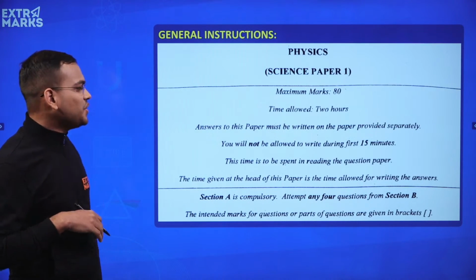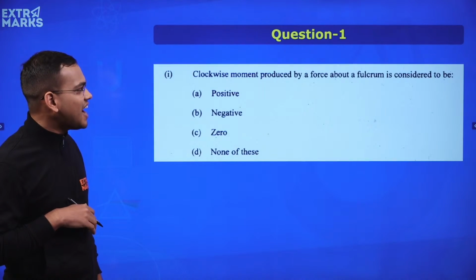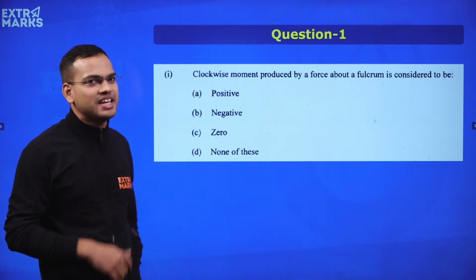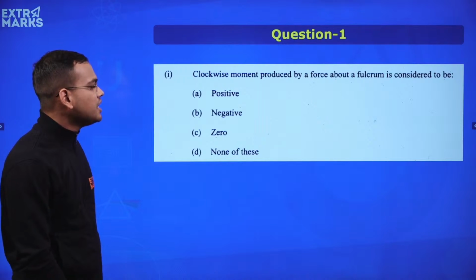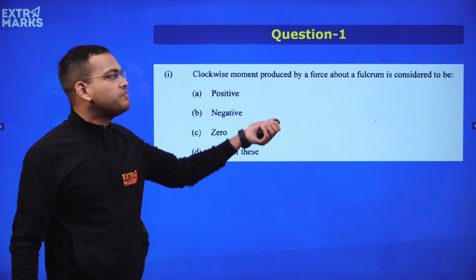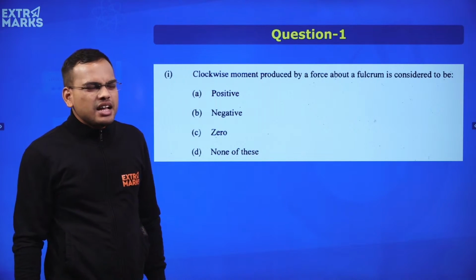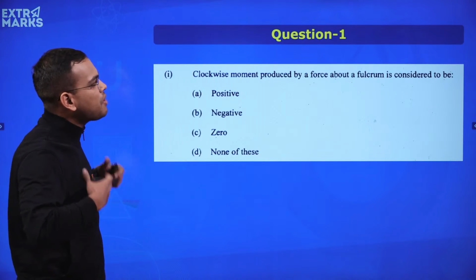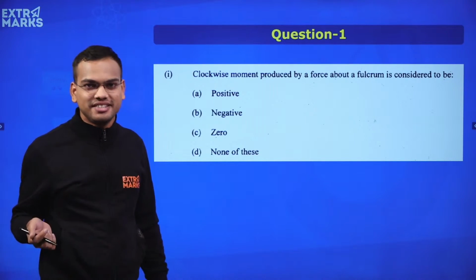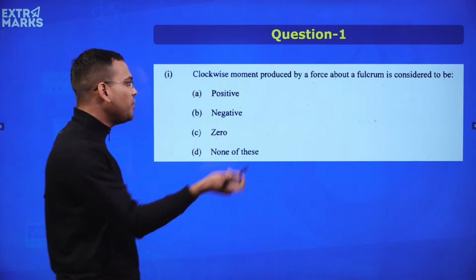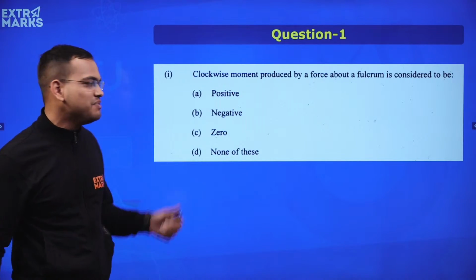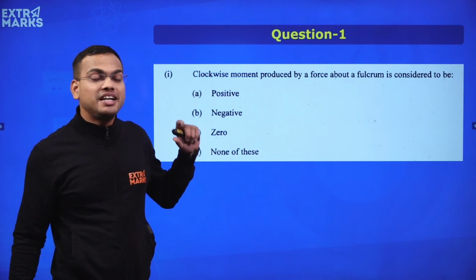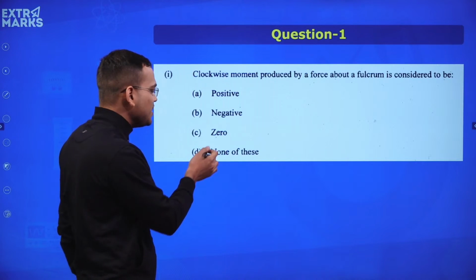Okay. So here comes the first question, and this is going to be a very easy question. Understand, the clockwise movement produced by a force about a fulcrum. Now, this is about a fulcrum. A fulcrum is there, a point is there, and about that, if a clockwise moment is there. So, we know that there are 4 options, positive, negative, 0, and none of this. But definitely the answer is not C, not D.